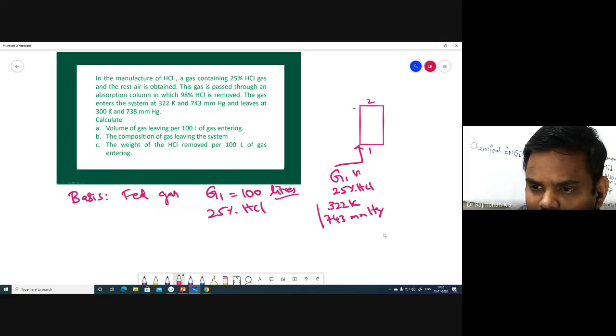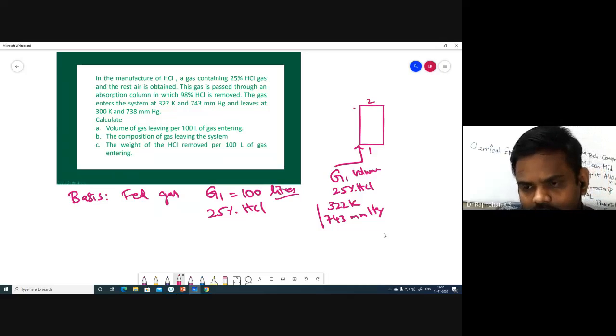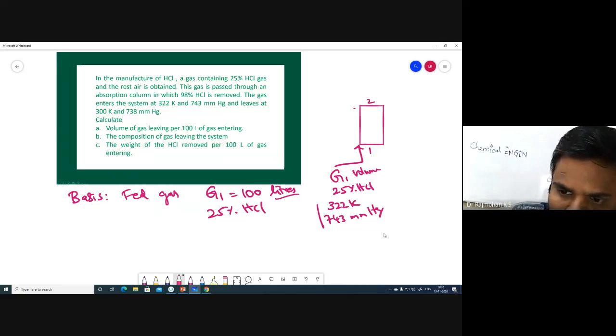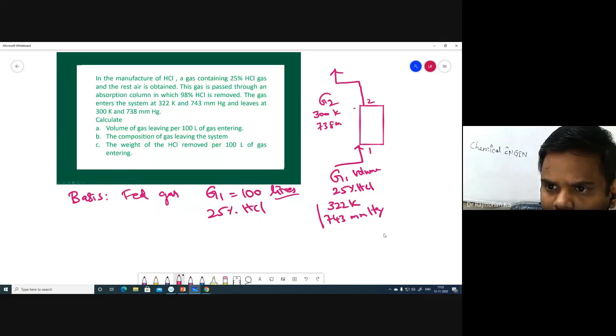So why are these conditions given? Because G is given in volume. To convert it into moles, we will use the ideal gas law equation, right? So that is the purpose. Similarly, the G2 value is given, and the G2 temperature is given as 300 Kelvin and 738 mm mercury.